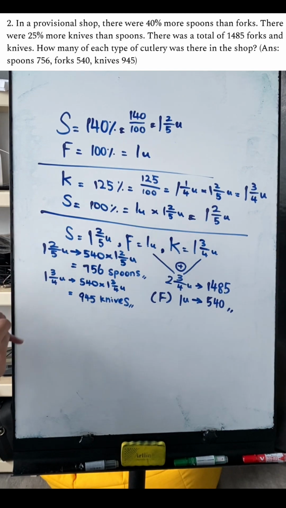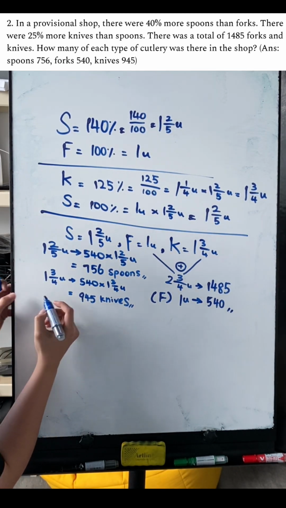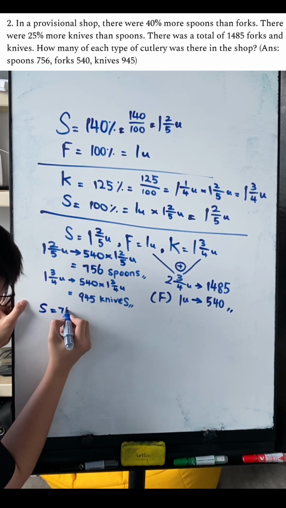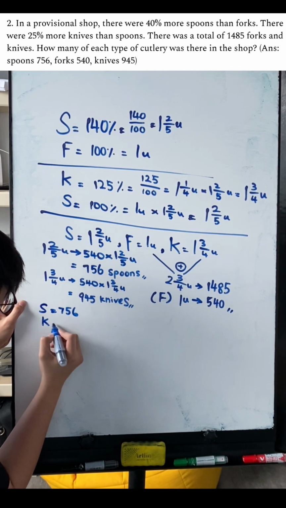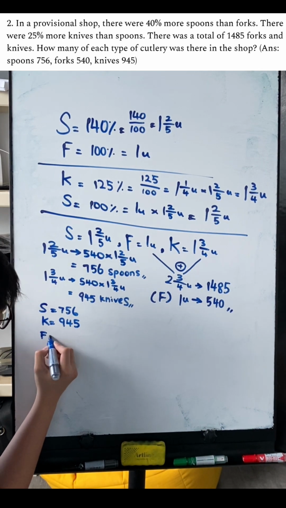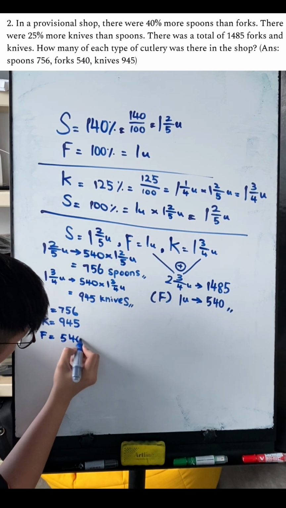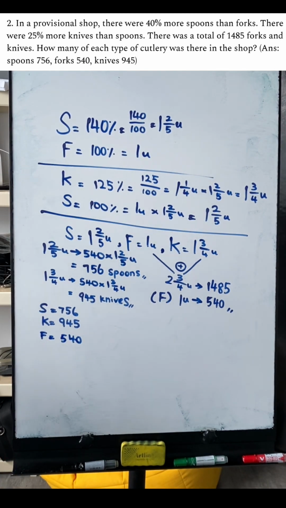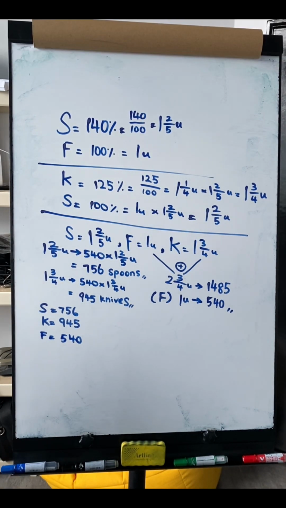We write it out nicely to show that we really know what we are doing. So we write down that spoon is equal to 756, knives is equal to 945, and finally fork is equal to 540, and that's all I have for this question.